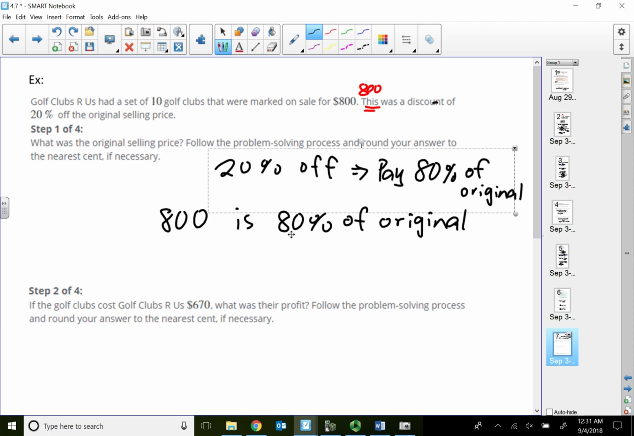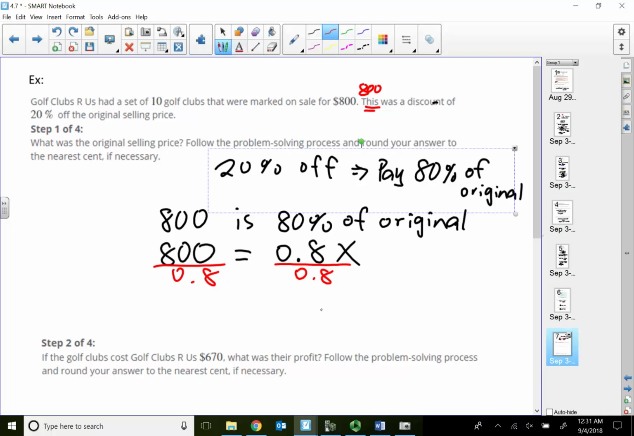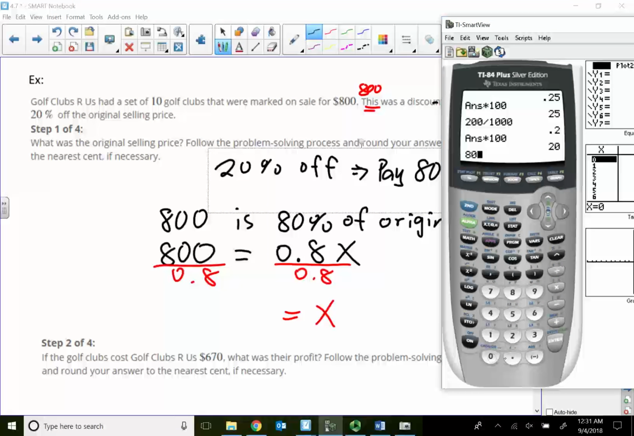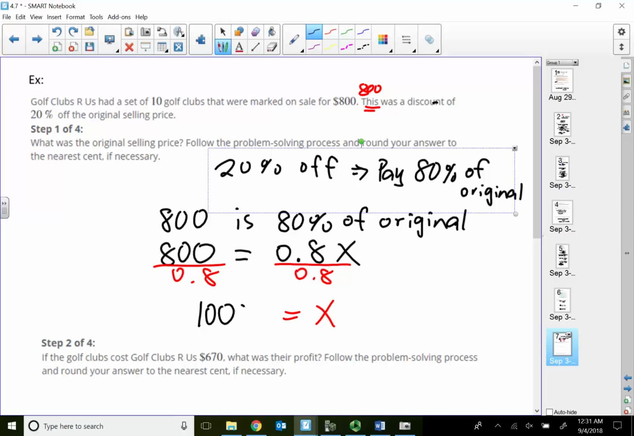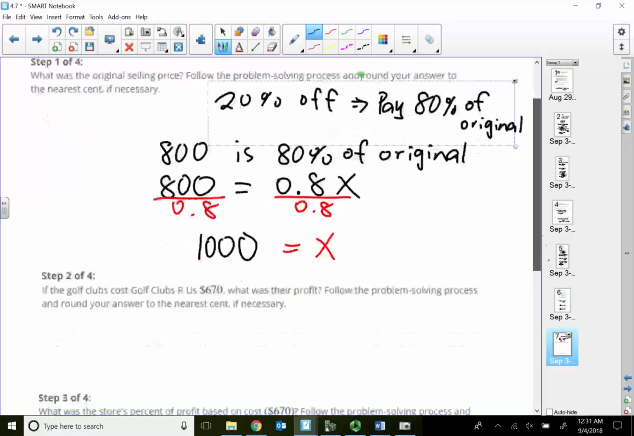All right. So 80% of the original price, which we don't know, let's call it X, is the price that we pay, $800. To get X by itself, remember when we're solving a proportion, we have to divide both sides by 0.8, the number right in front of X. So the original selling price, 800 divided by 0.8, is $1,000. That's how we figure out $1,000 was the original selling price.